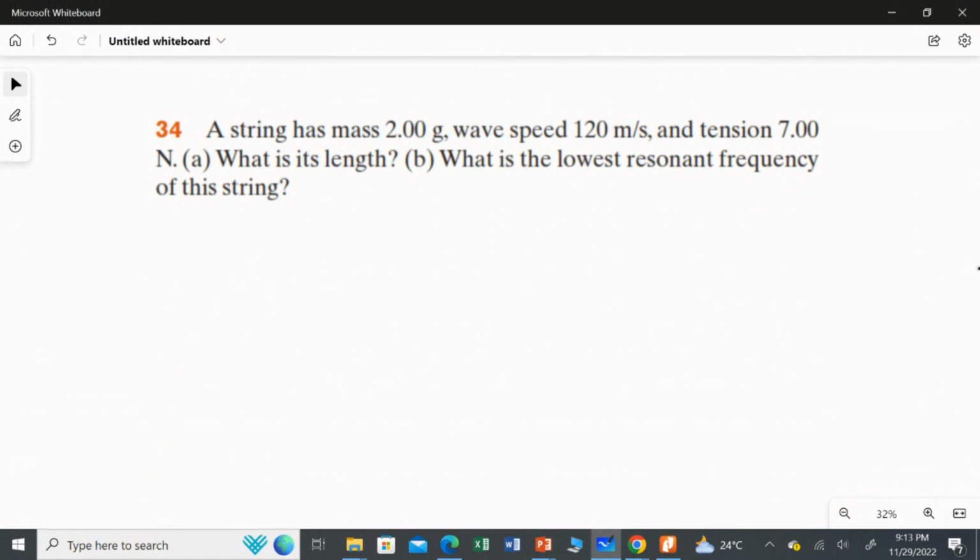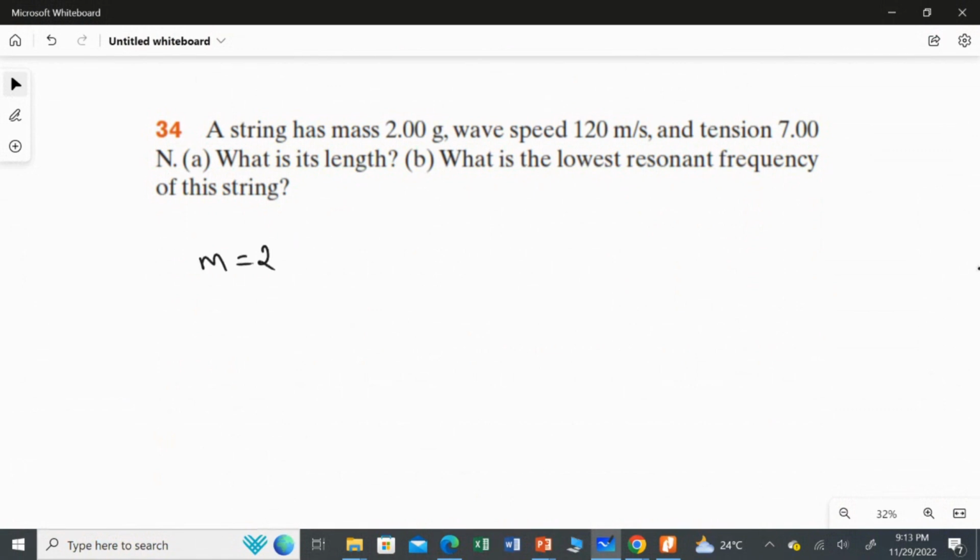So you have a string, and its mass is given in grams, so we have to convert it to kilograms. The wave speed is given as 120 meter per second and the tension applied over the string is 7 Newton. So better we write what is given first, then we can go for the answers for part A and part B.